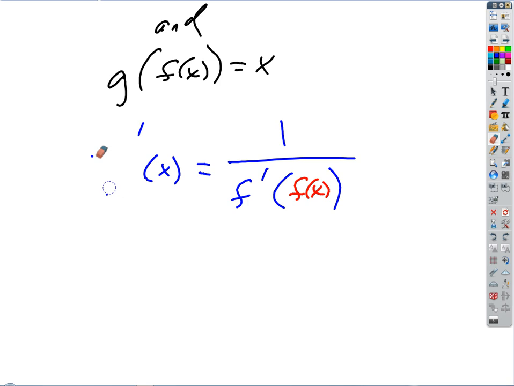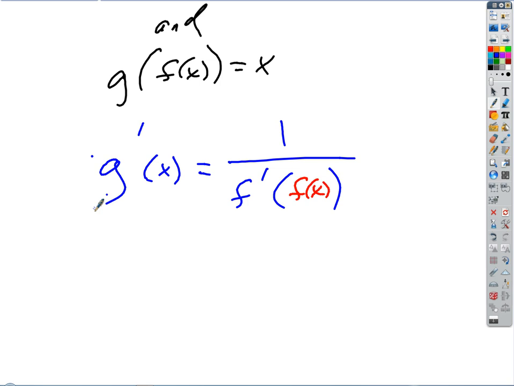F and g are inverses, let's say. So g prime of x would be 1 over f prime of f of x. Okay, the point that goes with x, right? That's helpful to us, because sometimes it might be really difficult to calculate the derivative of an inverse. Maybe you can't even do it, maybe it's not even differentiable, but we can sneak around that and calculate the value of the derivative at a certain point by just using this formula.